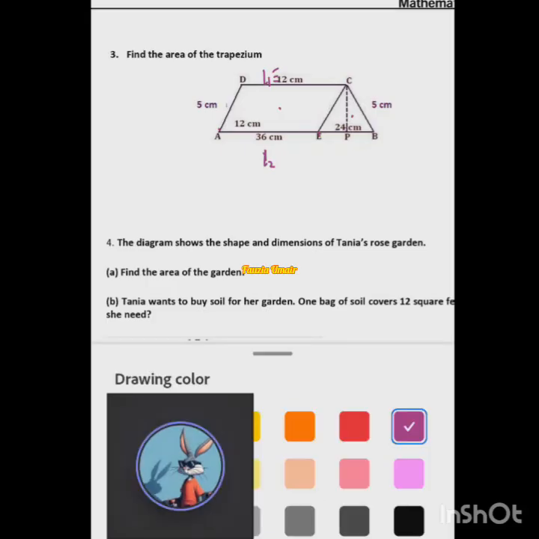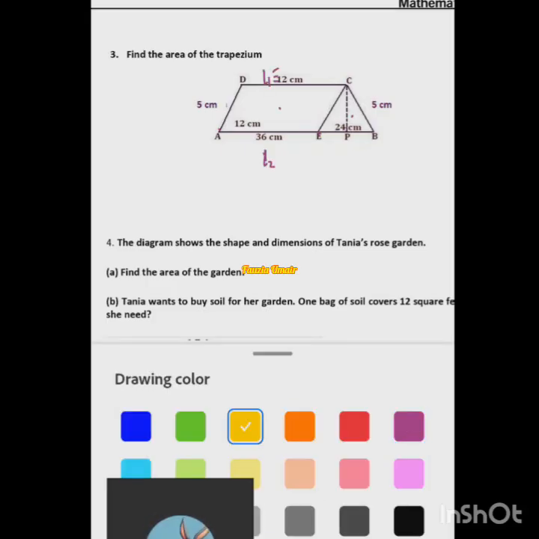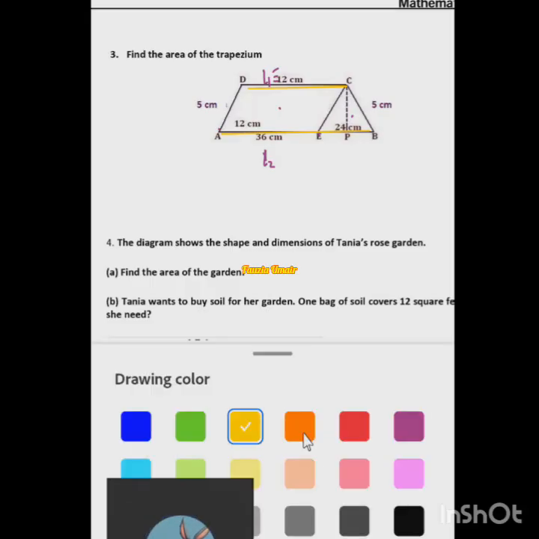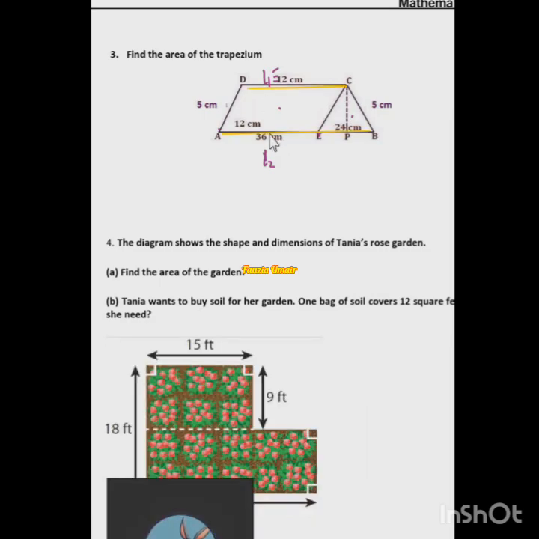Let me highlight it for you. I thought you had understood. Like this, if this is one parallel side CD, can you see? Yes ma'am. Then this is the other parallel side. So then what will be L2? 36 centimeter. Why 36? They have already added it for you, I think. So this is 12 and this is 24, something like that.